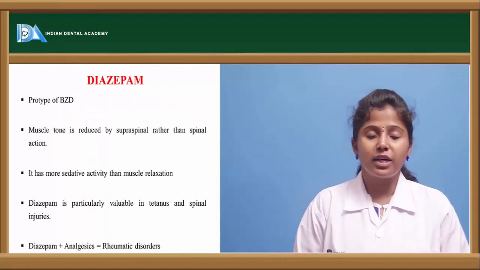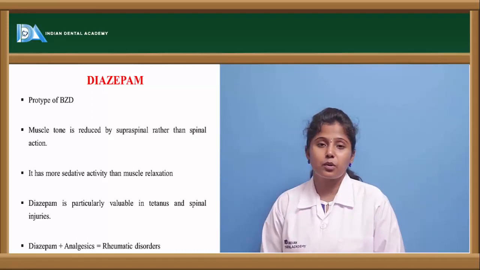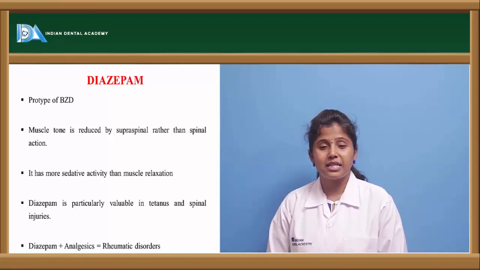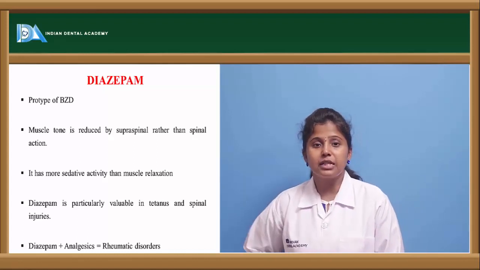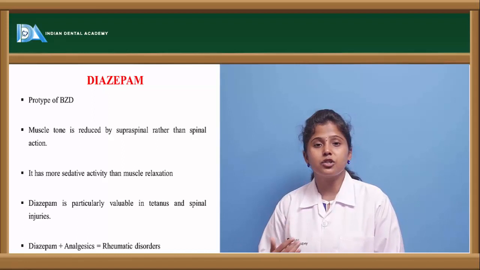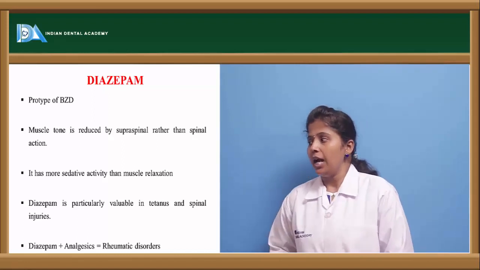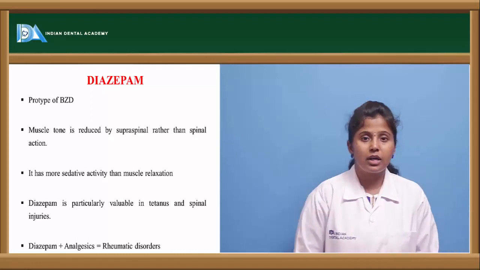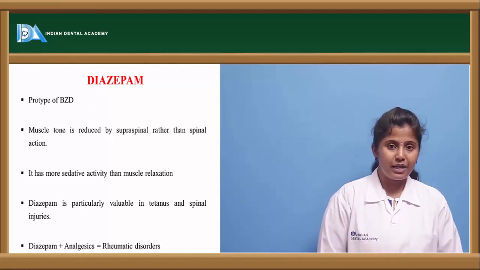Now we'll see the benzodiazepine analogs, that is diazepam. Diazepam is a prototype of benzodiazepines. We can say this is the first derived benzodiazepine to exert the action, and from structural modifications of diazepam come the other benzodiazepine drugs. It is used to reduce the muscular tone, especially by supraspinal rather than spinal action.